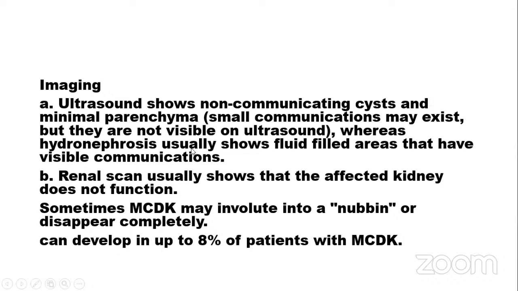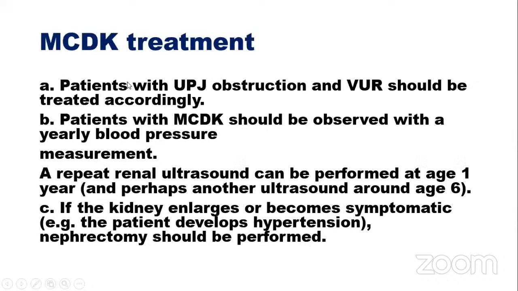With hydronephrosis, there is usually a fluid-filled area with visible communication. Renal scan usually shows that the affected kidney does not function. Sometimes MCDKs involute or disappear completely, which can happen in up to 8% of cases with MCDK. MCDK treatment: patients with UPJ obstruction, or ureteropelvic junction obstruction, and VUR should be treated accordingly.